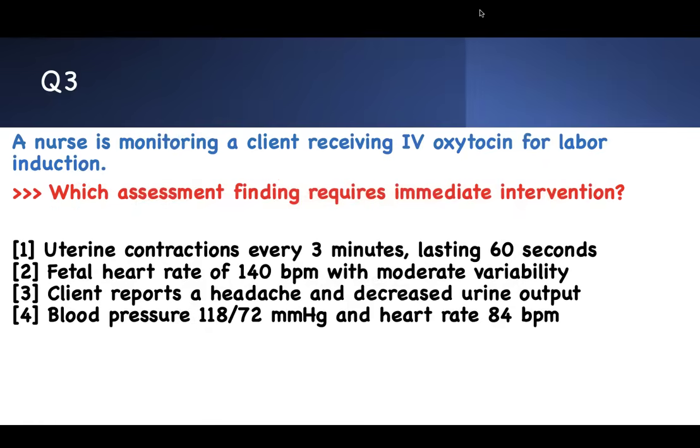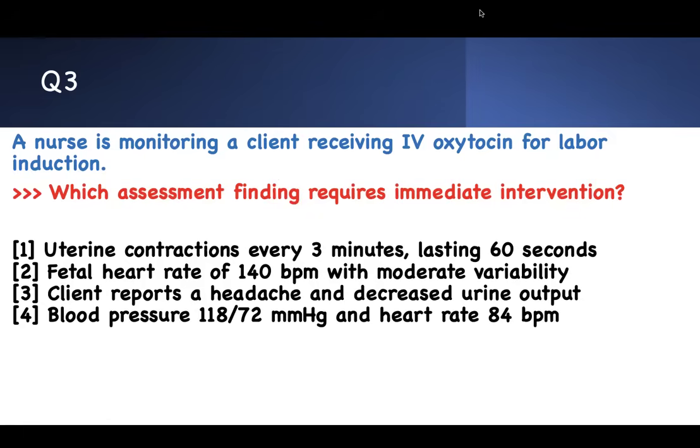Which assessment finding requires immediate intervention? A nurse is monitoring a client receiving IV Pitocin for labor induction. The same thing as number 1. I changed it so that you use the content. These are the questions they will ask you. Uterine contraction every 2 minutes. Is it what we expect? And lasting 60 seconds. These are the norms you have to know. I put it in the buzzwords. Fetal heart rate of 140 beats per minute with moderate variability.